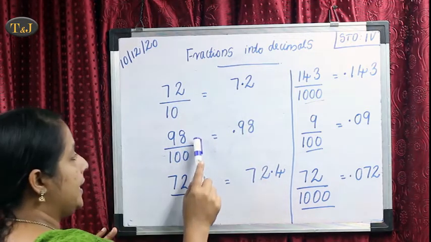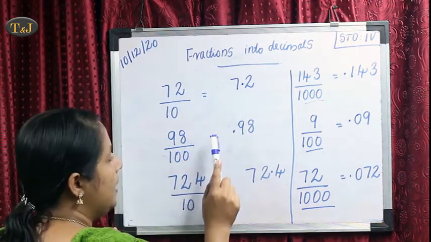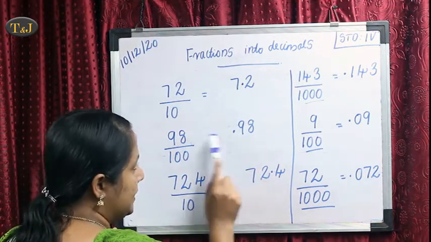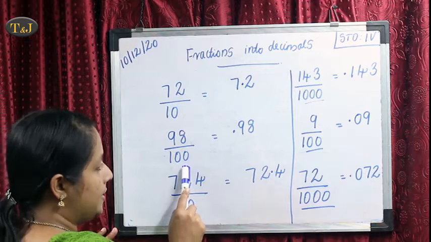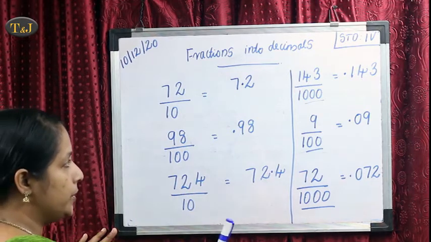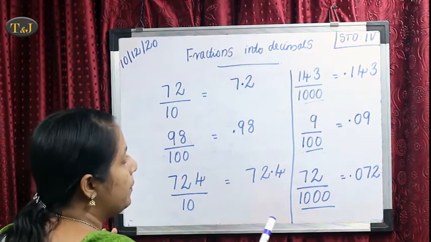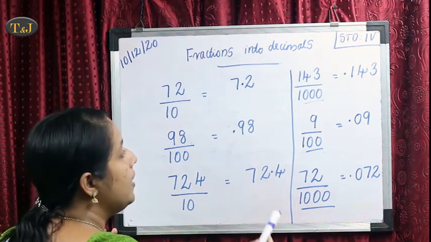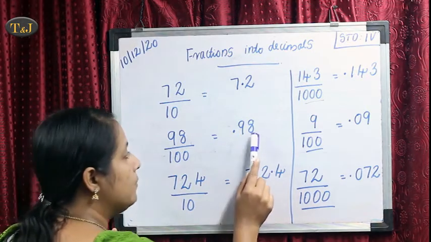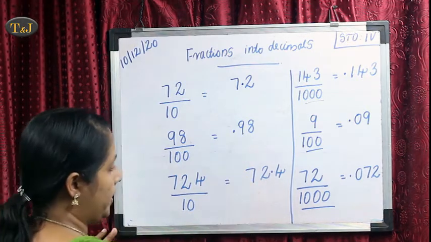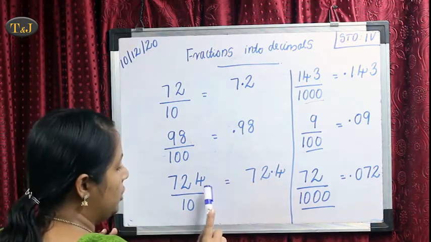Then our second is 98 by 100. First we write the numerator, 98. Then check our denominator. Our denominator is 100, containing 2 zeros. So we put the decimal point after 2 digits from the right of our numerator. That means 1, 2, then put the point. Then 724 by 10.